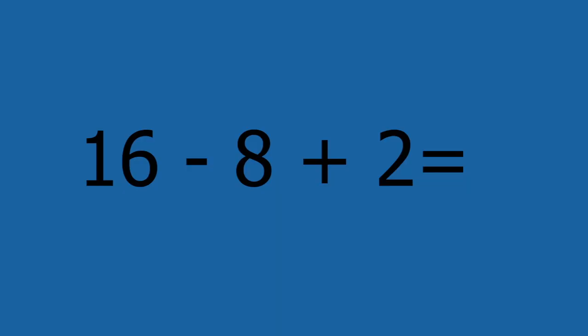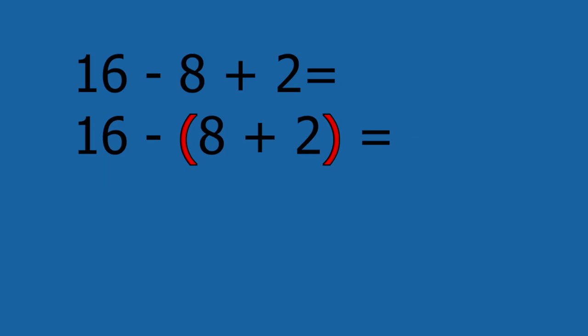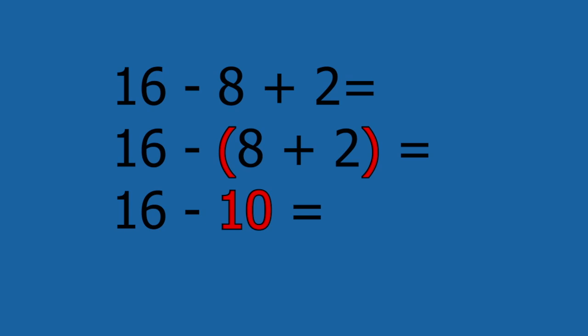Let's look at this problem. We have 16 minus 8 plus 2. Now, if we follow PEMDAS strictly, we would go through these steps. First, we would add 8 and 2 together because, PEMDAS, right? A comes before S. That means addition must come before subtraction. So 8 plus 2 equals 10.